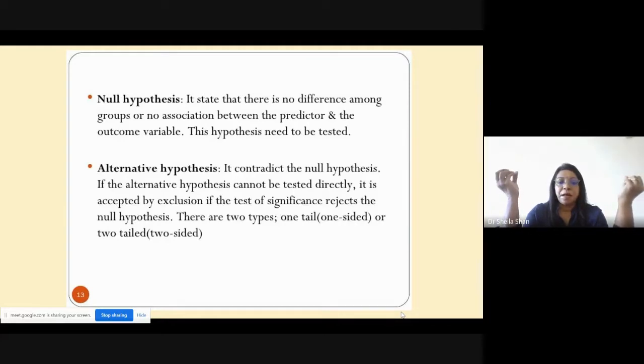So if the alternative hypothesis cannot be tested directly, it is accepted by exclusion if the significance test rejects the null hypothesis. So here we have two types, one tail and two tail.